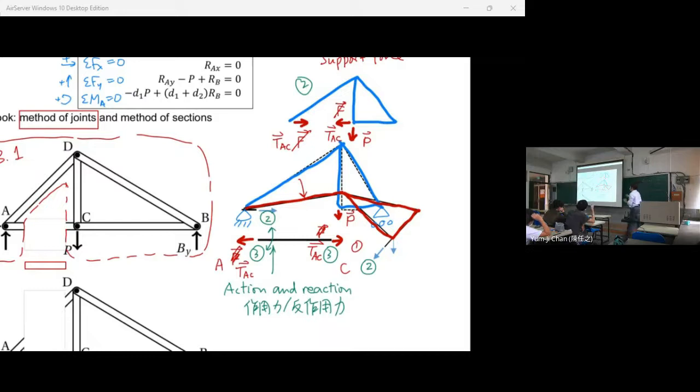So the logic goes like we have the two forces here, and by action and reaction, we have these two forces. And this one is member AC. So this force is actually the tension of AC. So we simply write TAC here.